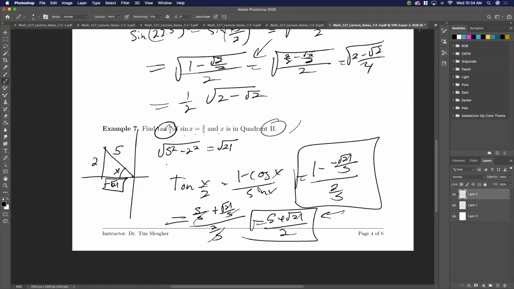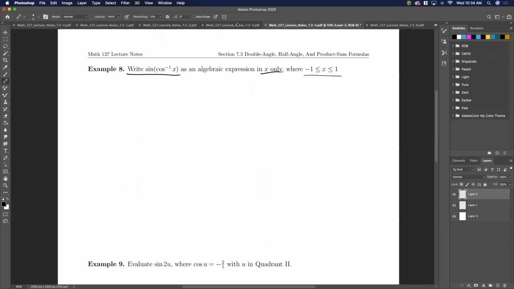All right, I did page 4. Now we go back to page 5. All right, let's go back to page 5. Let's crunch through this.